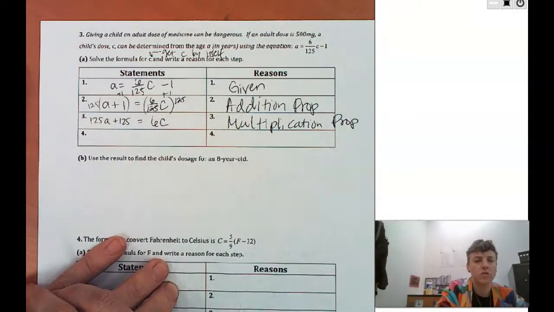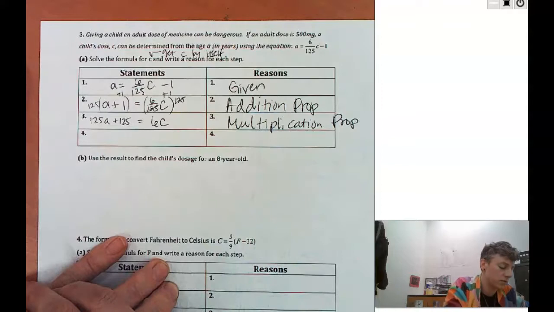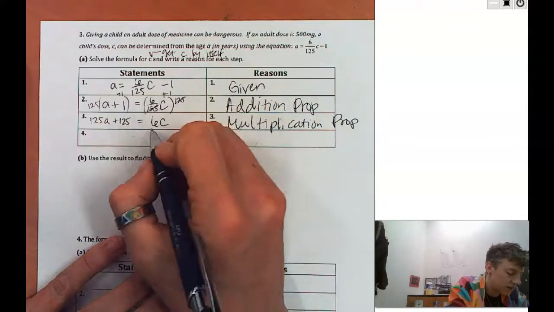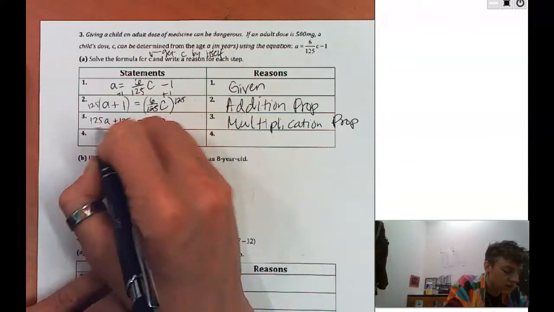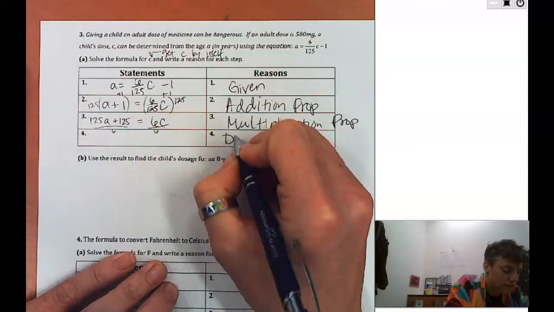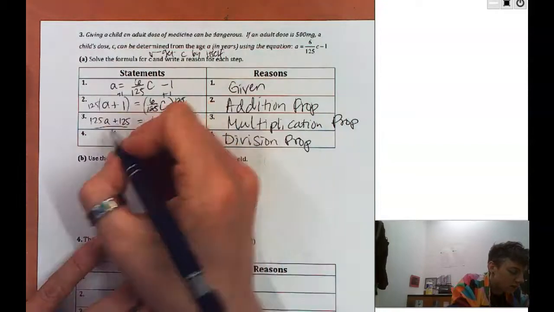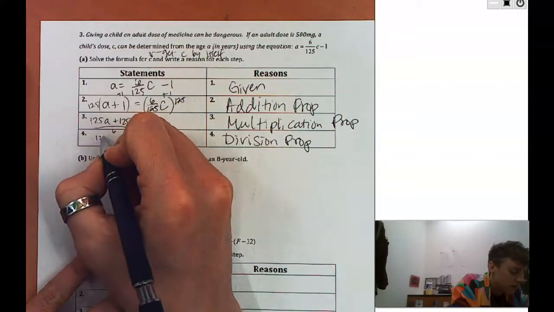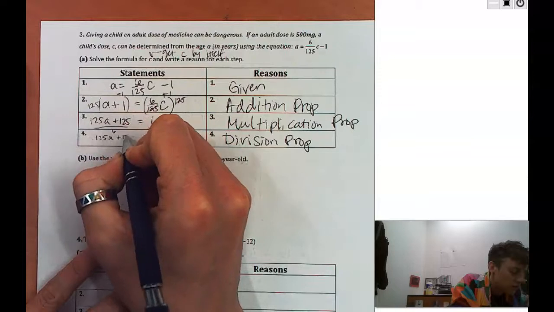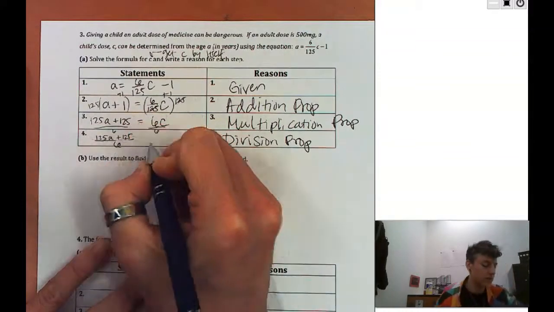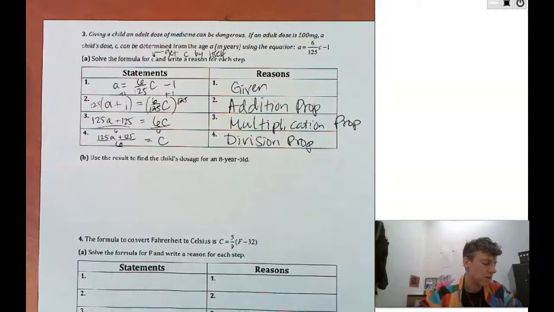We're so close. C is almost by itself. We just need to divide by 6 on both sides using the division property. So we get 125A plus 125 over 6 equals C. Great job. Nicely done. Let's use the results to find the child's dosage for an 8-year-old child.